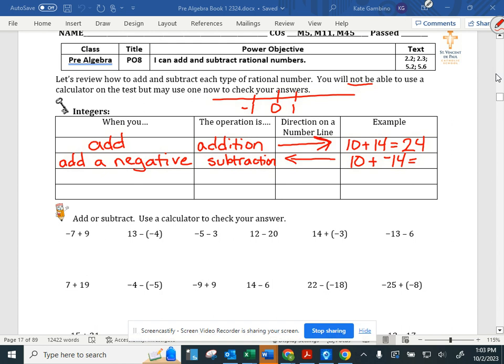Okay, so if we add a negative number, we're actually subtracting that number. So if it's 10 plus negative 14, we're going to go to the left on the number line. So 10 plus negative 14 is going to be a negative 4.